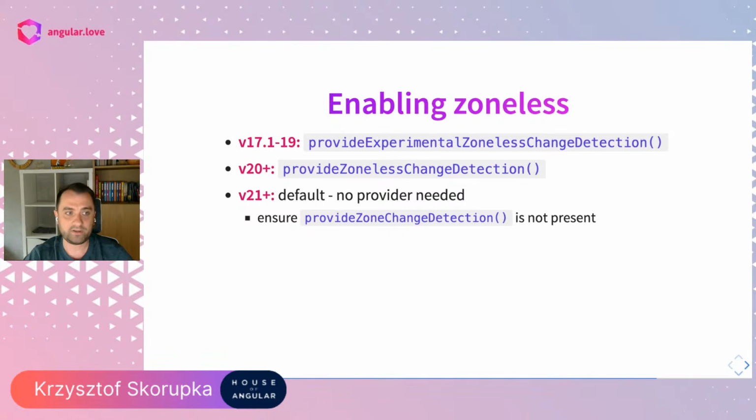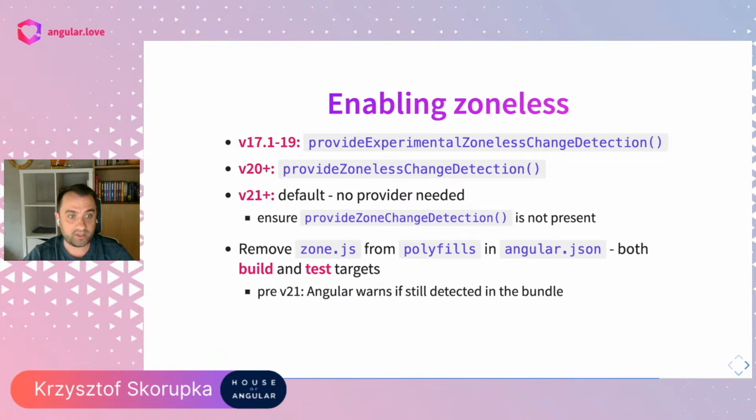So really no extra provider is needed. You just need to ensure that there is no provideZoneChangeDetection, which will really bring you back to the zone-based world. Another thing is to remove the Zone.js dependency from the polyfills, from all of the targets that reference it. Before Angular 21, Angular also warned you with a runtime warning that there is still some Zone.js dependency loaded, even though you are claiming you would like to run zoneless Angular. So that's also nice. And at the very end, you can also remove the Zone.js package from your dependencies.